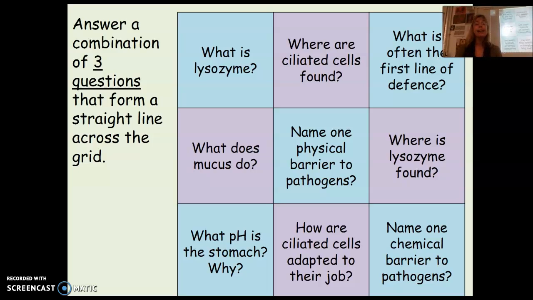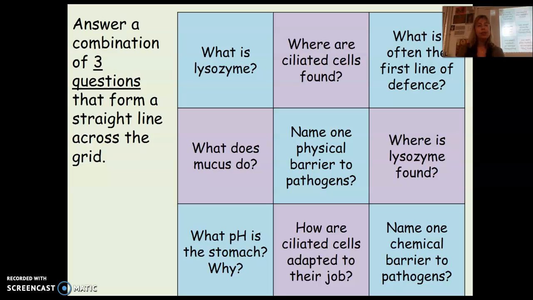Where are ciliated cells found? They're found in our respiratory tract, so perhaps in our lungs. And what is often the first line of defense? It is, of course, our skin. What does mucus do? Hopefully you got that. It traps dust and pathogens. Name a physical barrier to pathogens. One physical barrier could, of course, be our skin. A scab could be another.